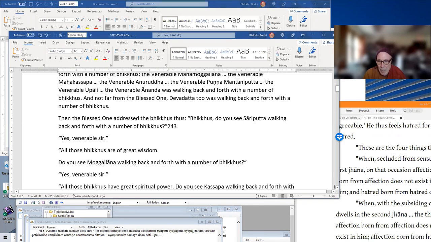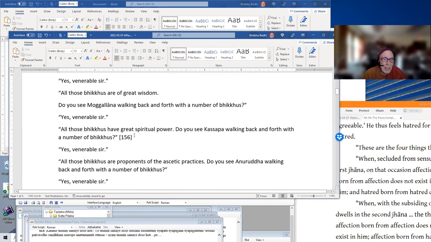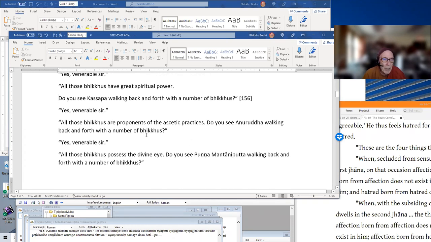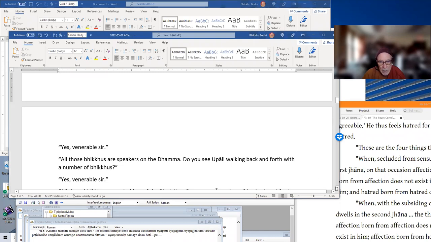Then a number of monks gather around Moggallana. Those are monks who either have great iddhi, psychic power, or maybe they're interested in developing psychic powers. Then there's Mahakasapa, who is at the head of a group of monks, and the Buddha says that all of those monks are inclined towards the ascetic practices, the austere practices, because Mahakasapa was the foremost in the practice of the austerities. And then there's Anuruddha, who's the head of monks who developed the divine eye, and so on.